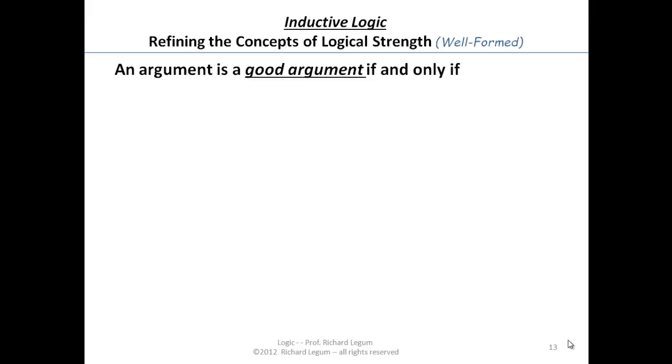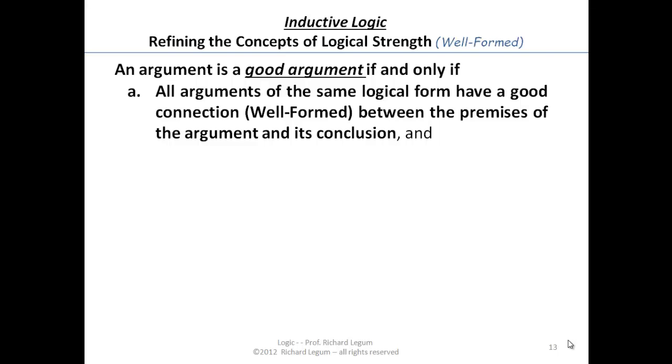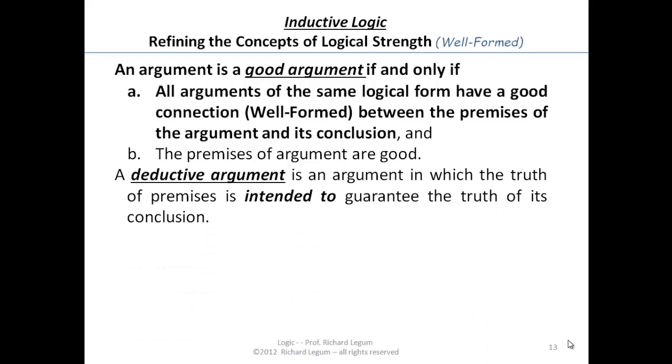So an argument is a good argument, or an inference is a good inference, if and only if all arguments of the same logical form have a good connection between the premises of the argument and the conclusion, and the premises are good. And we see there are two kinds of arguments. We have the deductive argument. We talked about these earlier on, but now we're getting a better idea.